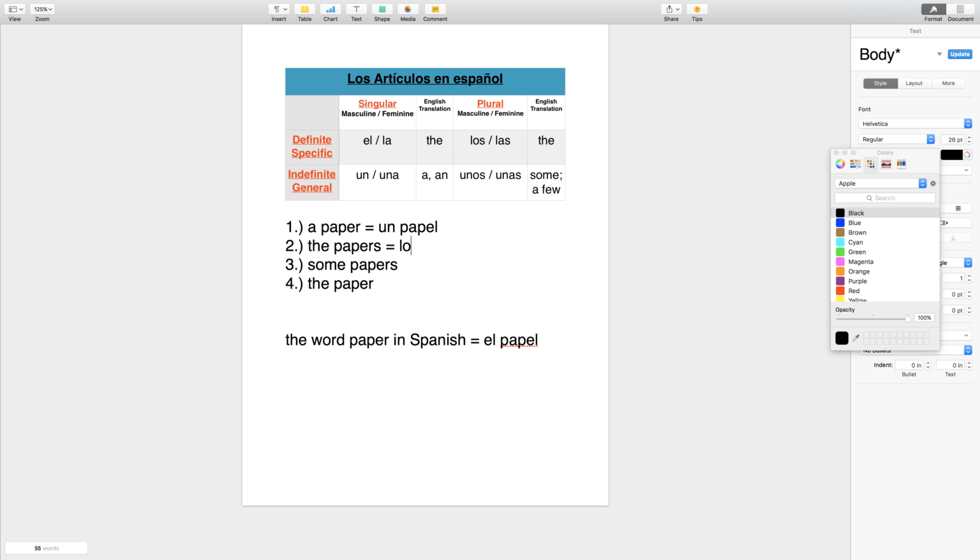The papers. Now here's where I want to show you. Since there's more than one, we say los papel, but in this case, since it ends with a consonant, an L, we can't just put an S right here. In Spanish, you have to add ES for it to be able to become a plural noun. So los papeles would be the papers. Same here. Unos papeles. And then the last one is un papel, a paper. I'm sorry. This would be the paper, so it's el papel.